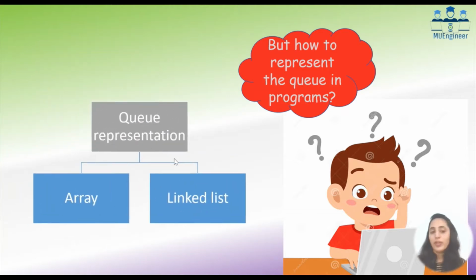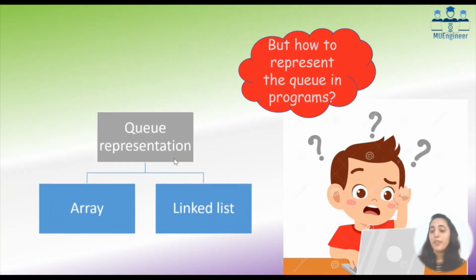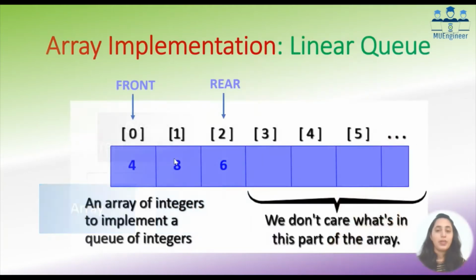The queue can be represented in two different ways. We can create a queue using arrays, and we can create a queue using a linked list. It is exactly the same as how we can do it with the stack. Stack can also be implemented using an array or a linked list. So this is all about the different ways we can represent it.